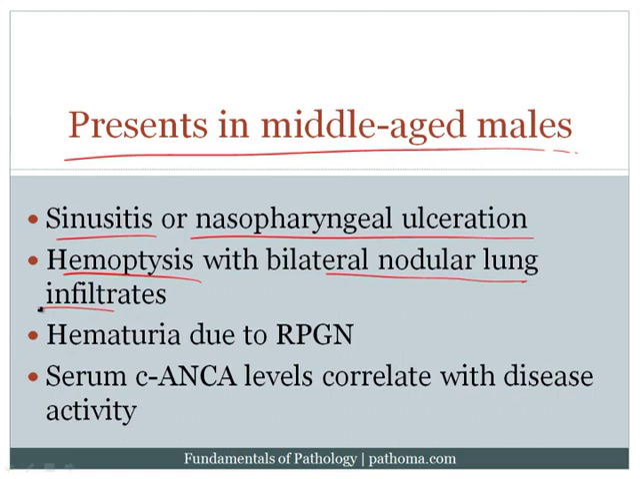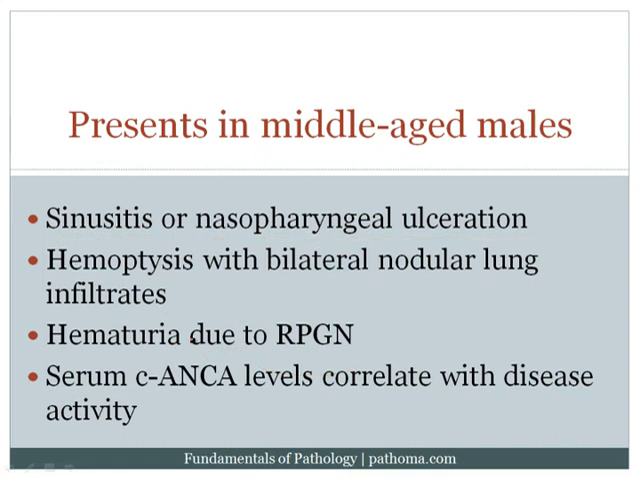And then they get involvement of the kidney, and the classic involvement of the kidney is going to be something called rapidly progressive glomerulonephritis. And so the patients will actually present with hematuria. And we'll talk about rapidly progressive glomerulonephritis in much more detail when we do your kidney or renal section. Again, I've already told you that these patients classically have an elevated serum C ANCA, and the level of C ANCA actually correlates with disease activity.